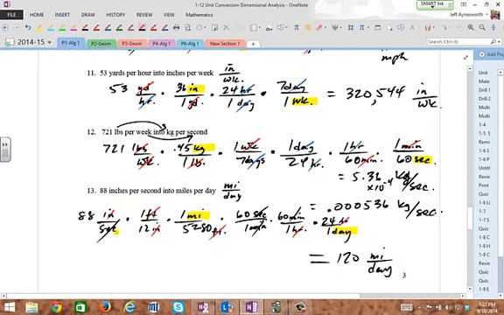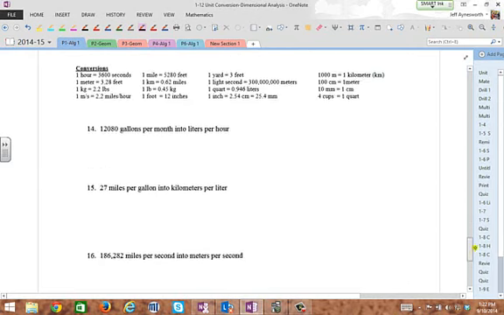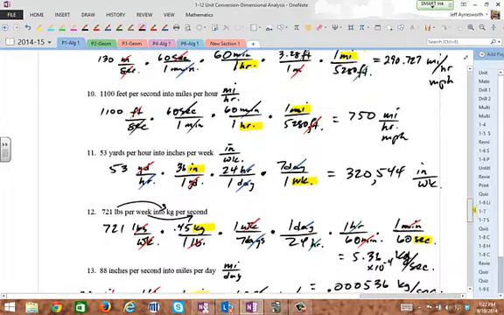Wow, let's just make sure of that. Let me just double check my work here. Inches cancel out, and then feet. And then seconds cancels out, minutes, and then hours, and then you got miles. So yeah, sounds about right. Okay? And that is how it's done. And I'm too tired to do the rest. I'll do the rest later. So you guys can figure it out.